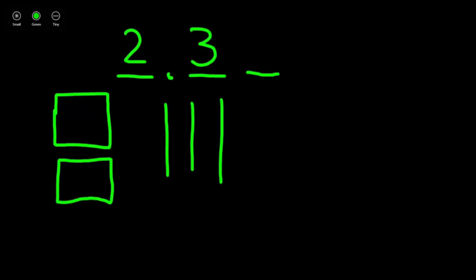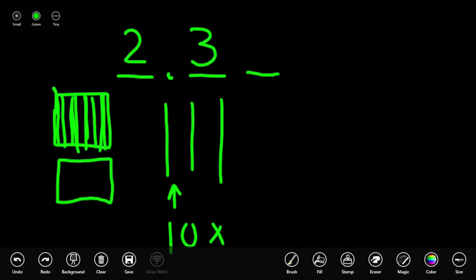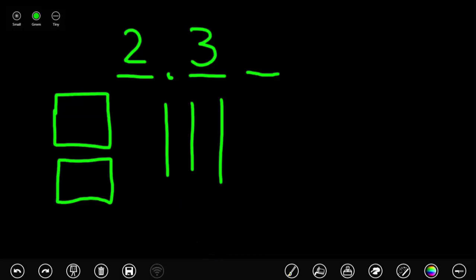Now the reason that we use longs, and the reason that we can represent a tenths place with a long, is it takes 10 of these longs to fill up one of the flats. For example, if I tried to fit these in here, it would take 10 of them to fill up a whole flat. Now we've represented the decimal number 2 and 3 tenths.